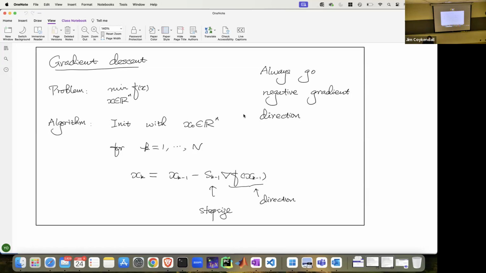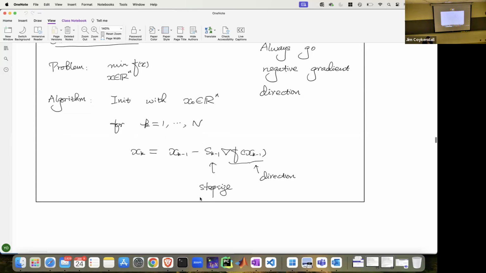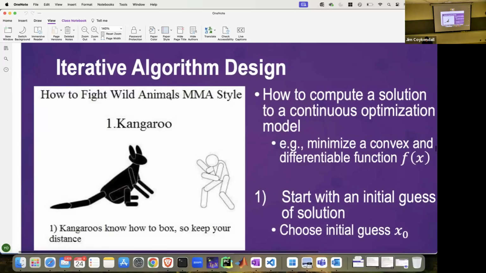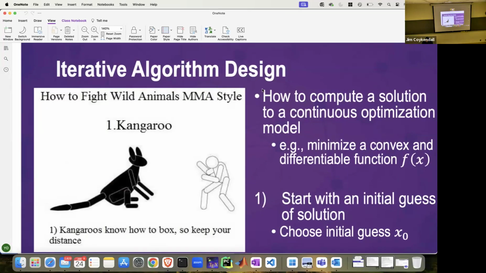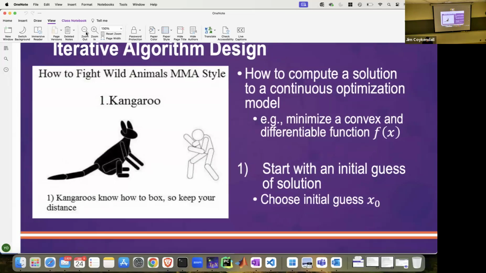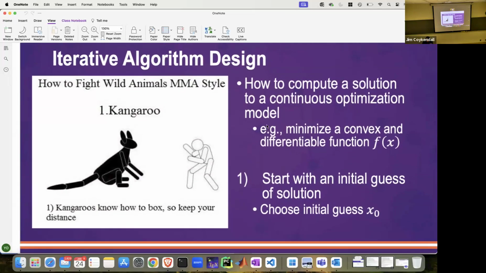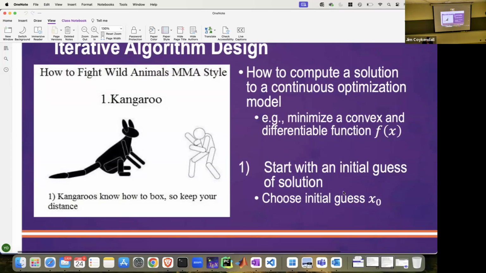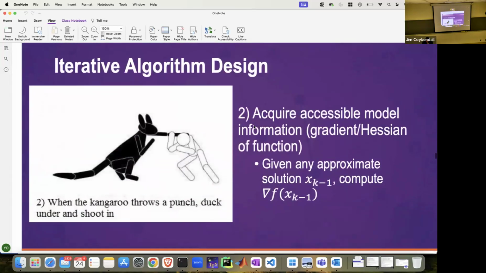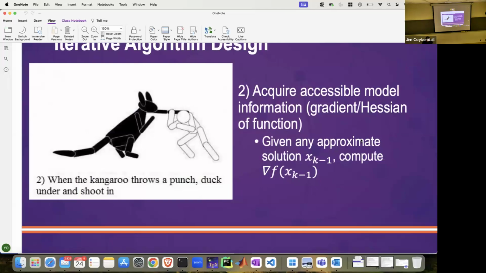This is what I call nonlinear optimization algorithm 101. Given the current approximate solution, go in the negative gradient direction with a certain step size, get a new solution, and keep doing this until the end. I've always used this to describe what I mean by algorithm design. So how do you compute the solution? You start with an initial guess, or if you're fighting a wild animal, start with your initial pose. And then, given any approximate solution, you throw a punch at your animal. So you try to compute the gradient.